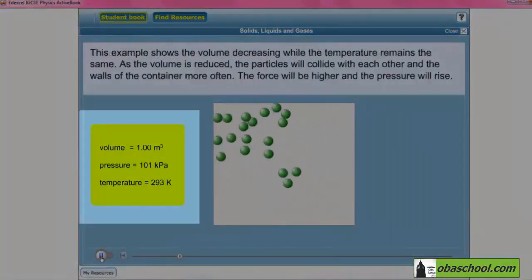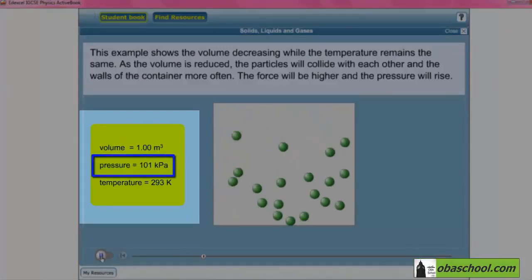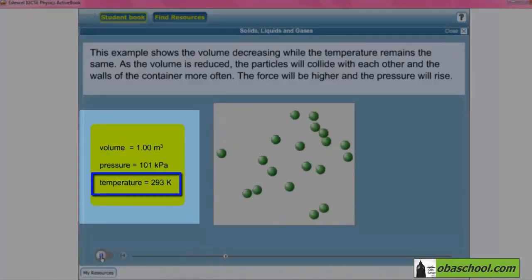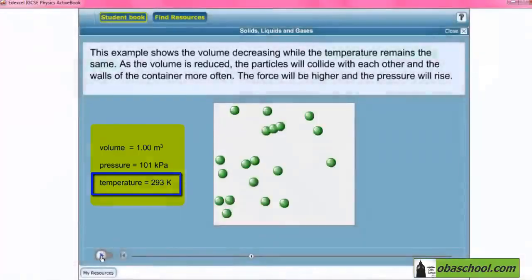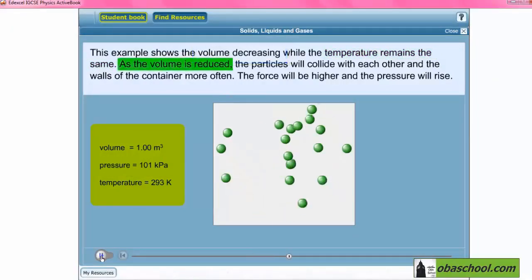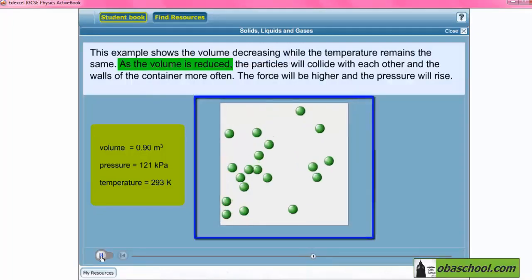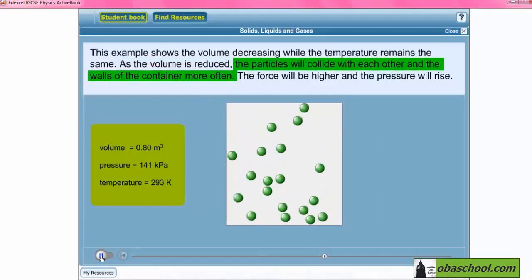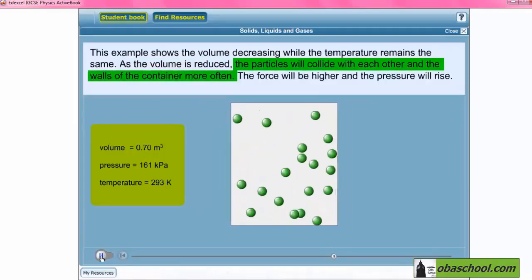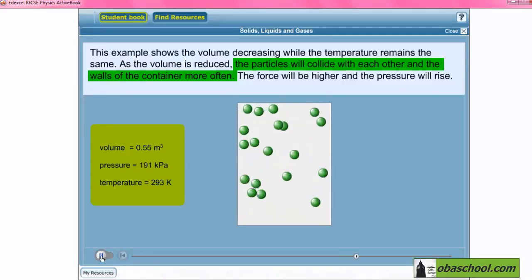So let's say we change the volume. V equals 1 meter cubed, pressure equals 101 kilopascal, and temperature equals 293 Kelvin. This example shows the volume decreasing while the temperature remains the same. As the volume is reduced, the particles will collide with each other and the walls of the container more often. The force will be higher and the pressure will rise.